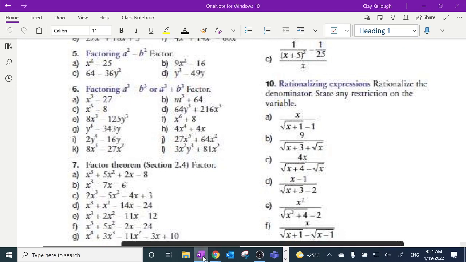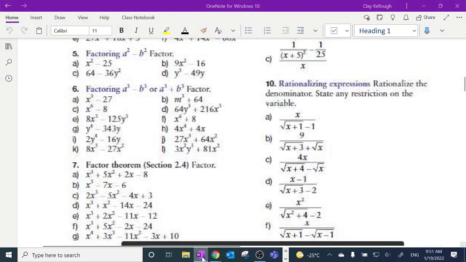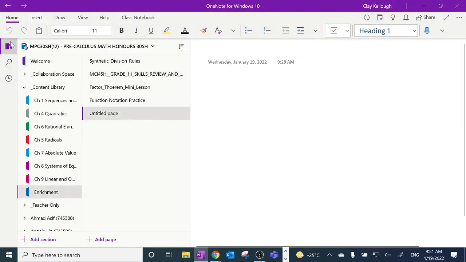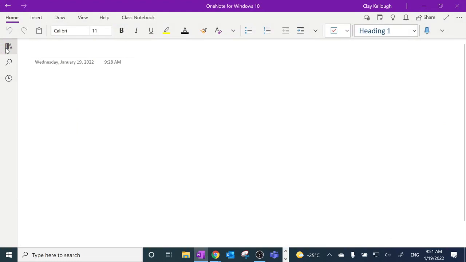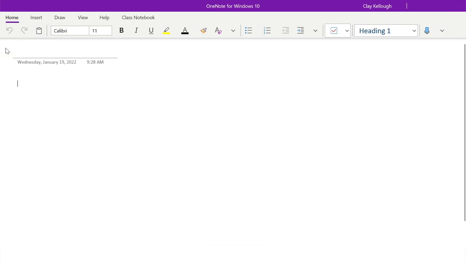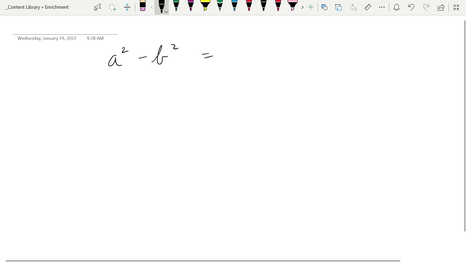I didn't mean to close it. That's what I meant to do. If you remember, we learned that if you have a squared term minus another squared term, we know that it factors like so.